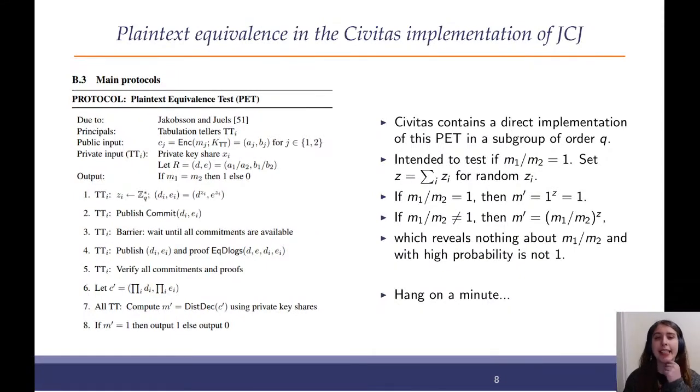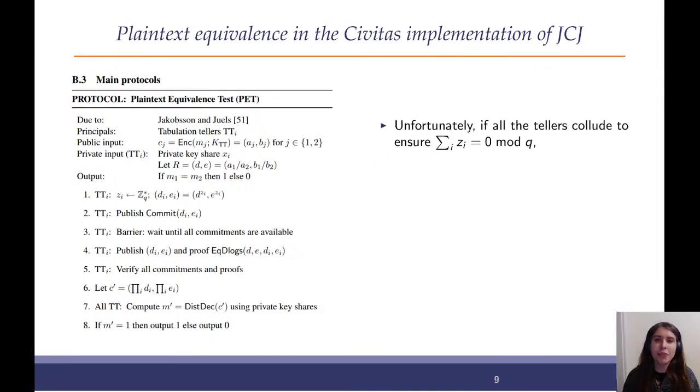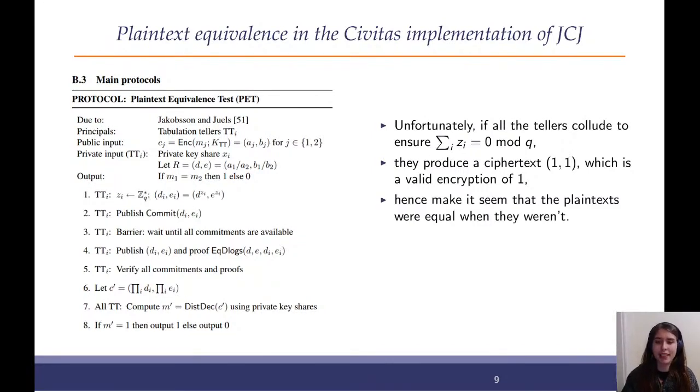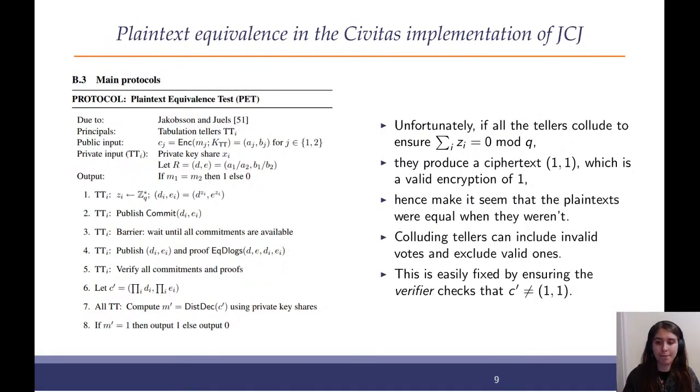But hold on a minute. There is a trap here, just like in the proof that 1 equals 2. If all of the tellers work together and make sure that their randomness factors sum up to Q, then we're going to raise the quotient to the power of Q, and we're going to end up with a ciphertext that is 1, 1, the identity ciphertext. And this is a valid encryption of 1. So it's going to pass the test. It's going to make the plaintext look like they're equal when they in fact weren't.